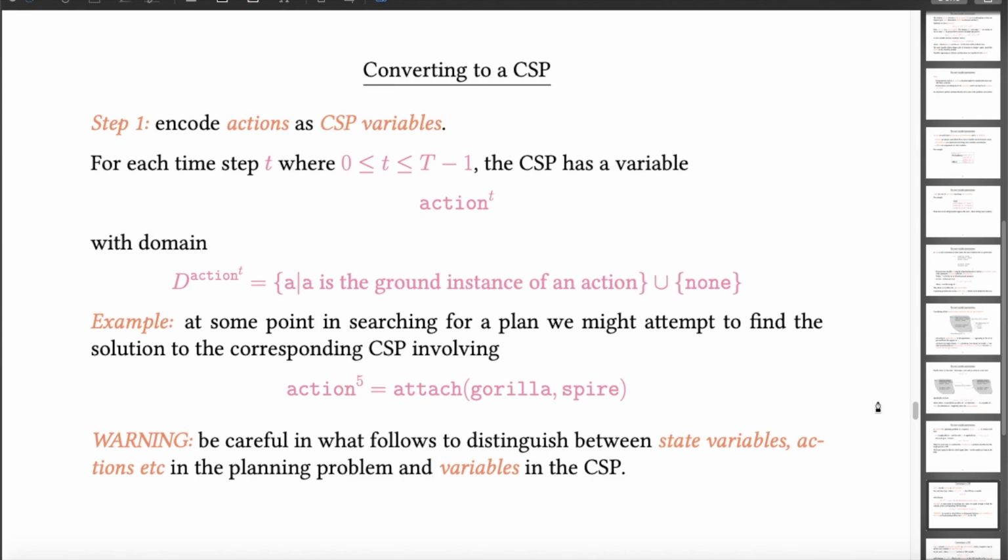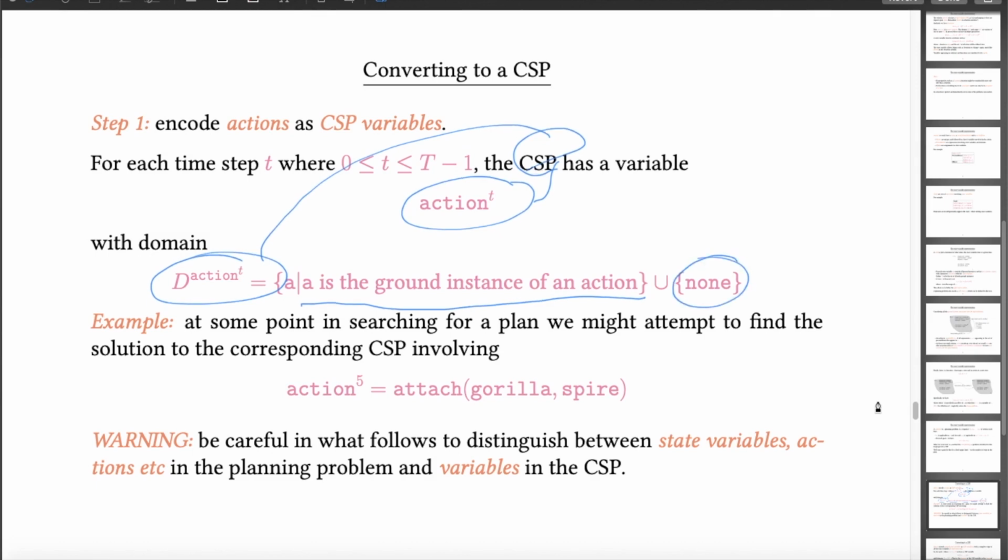And once again, I'm going to emphasize that you need to be careful to distinguish between domains for the CSP and domains for the state variable representation. Here, this is a domain for a variable, namely action T, and those are both part of the CSP problem. And the values that appear in the domain for this variable are ground instances of actions as specified in the state variable representation. And we also have this special one here, none, which means do nothing.